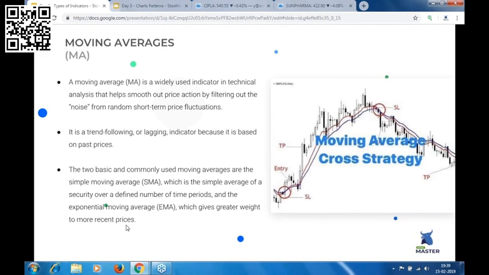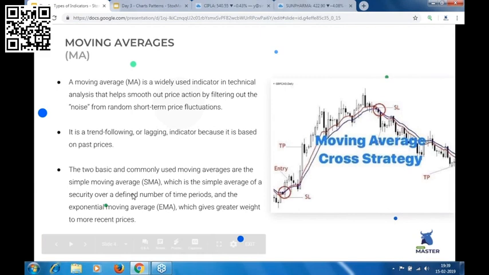Simple moving average means that if I take the closing price of the last 10 days and divide it by 10, then I'll get a simple moving average. In simple moving average, equal weightage is given to all past prices, whereas in exponential moving average, more weightage is given to the recent price.